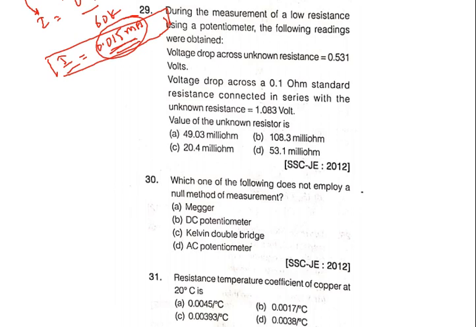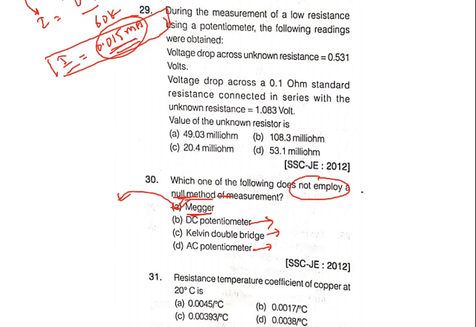See here, 30th question. Which one of the following does not employ the null method of measurement? See here, very carefully. For DC potentiometer we use the null method. For Kelvin bridge also we use the null method. For AC potentiometer also we use the null method. Only for Megger we don't use the null method.